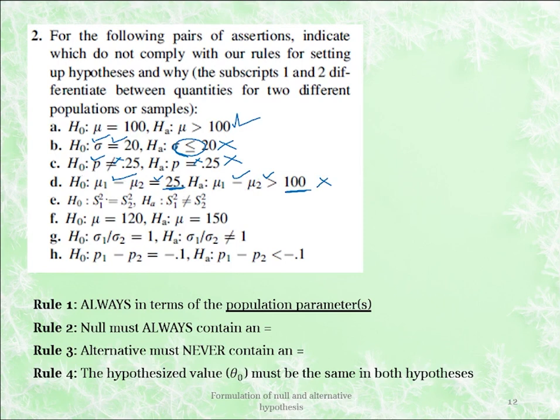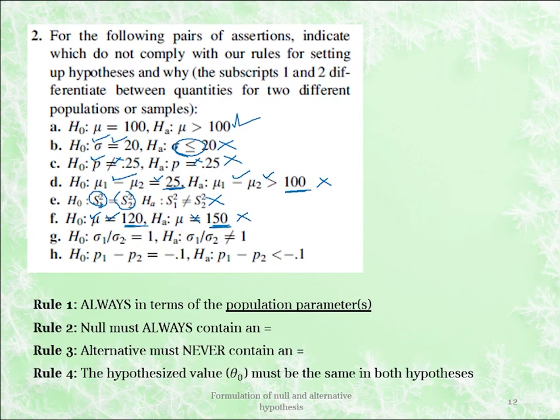Now our next one, even though we have the equal sign and the not equal in the alternative, this is not valid because of the S squared. So this is our sample variances. So not valid hypotheses. In F, we have our population parameter. That's fine. We have the equal here. This is not fine. We have an equal twice. And we also have values that don't match. So this is definitely not valid.